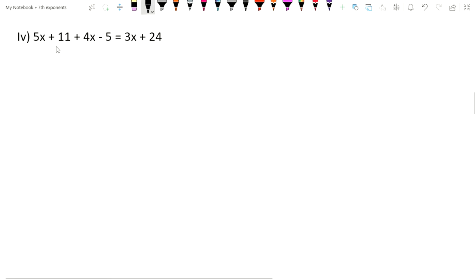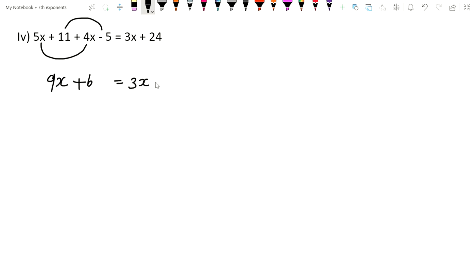5x plus 11 plus 4x minus 5 equal to 3x plus 24. Okay. First you should add this 5x plus 4x. Combine the like terms. 5x plus 4x, what you will get, children? 9x, and plus 11 minus 5, what you will get? Plus 6, equal to 3x plus 24.